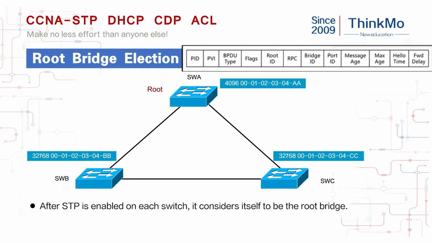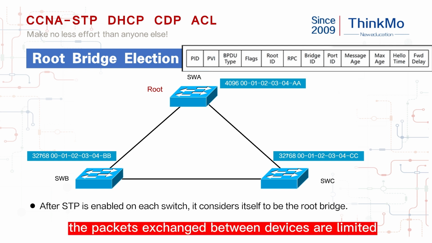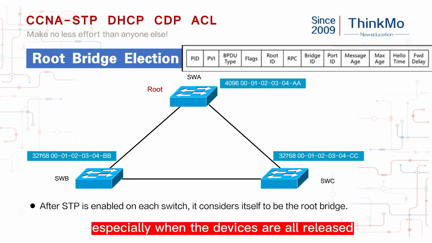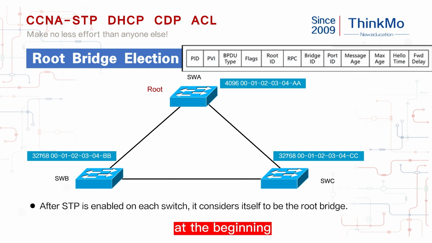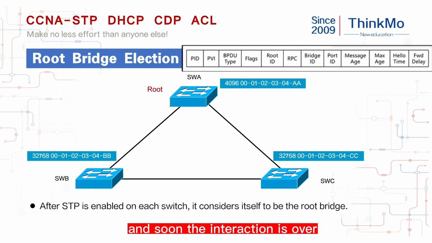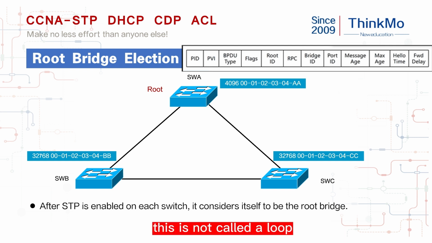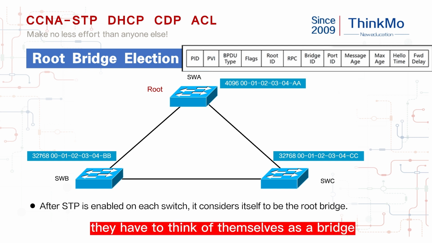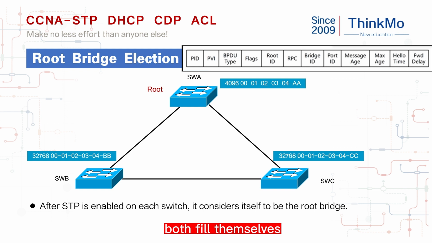However, the packets exchanged between devices are limited, especially when the devices are all released at the beginning. The process is limited, and soon the interaction is over. This is not called a loop. They have to think of themselves as a bridge. Both fill in themselves. The device thinks it is the root.